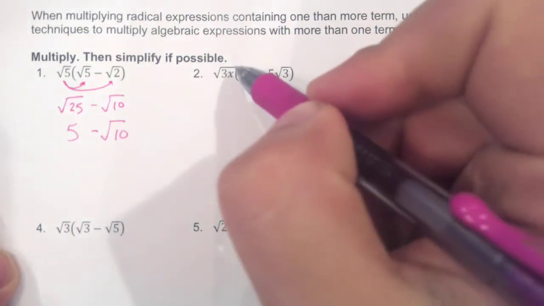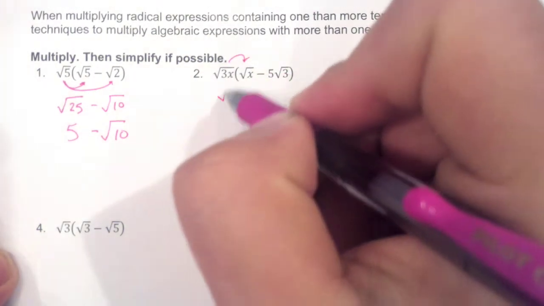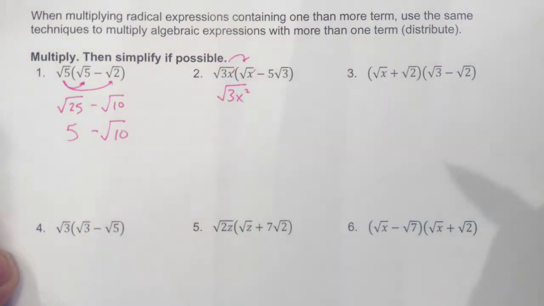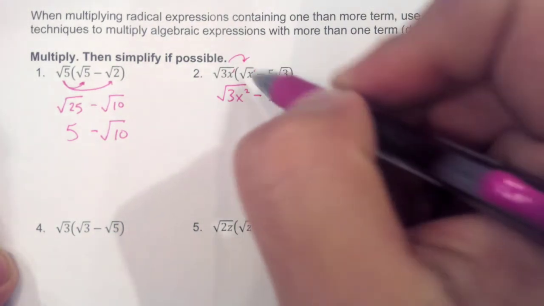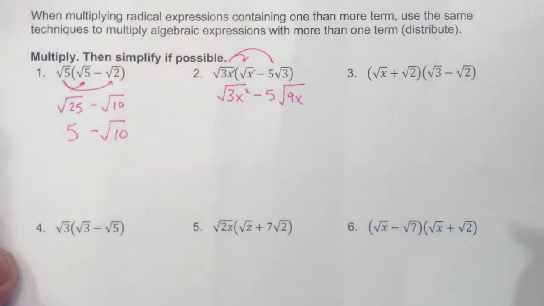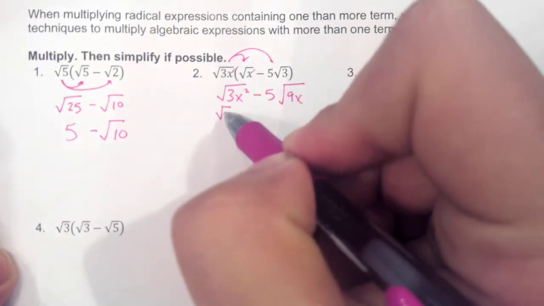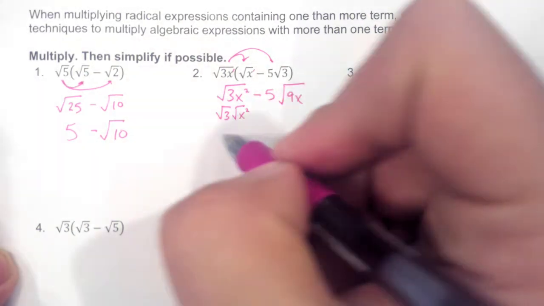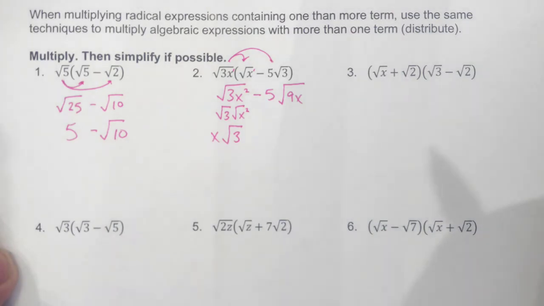On number 2, distribute. The square root of 3x times x, that would be 3x to the second. Remember, add your exponents when multiplying variables. Minus, we've got a 5 on the outside, and then 3x times 3 is 9x, okay? Now we just need to simplify the pieces. So if I break this down into the square root of 3 and the square root of x squared, clearly the square root of x squared is x. The square root of 3 would not simplify, so it goes in the back.